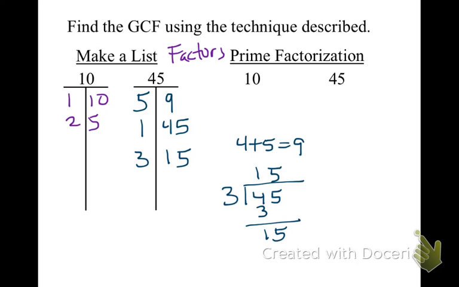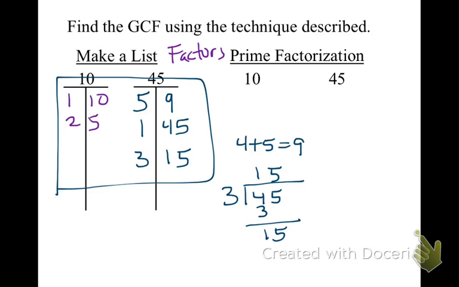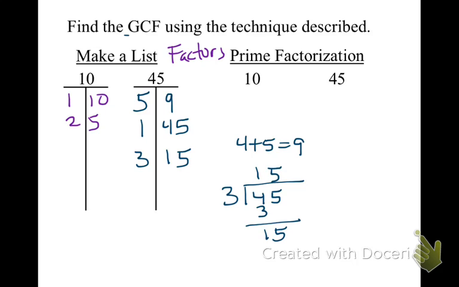Okay, so I have all my factors, but what does it want me to do? It wants me to find the greatest common factor. So what do they have in common? Well, they have 1 in common, but that's not much. They have 5 in common. So it looks like my greatest common factor is going to be 5.